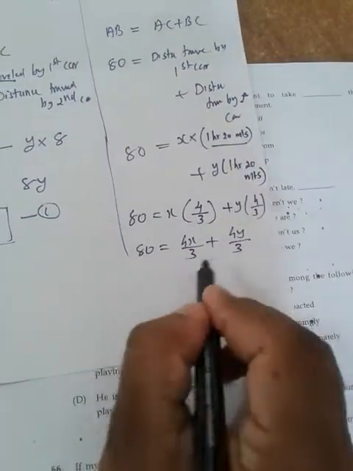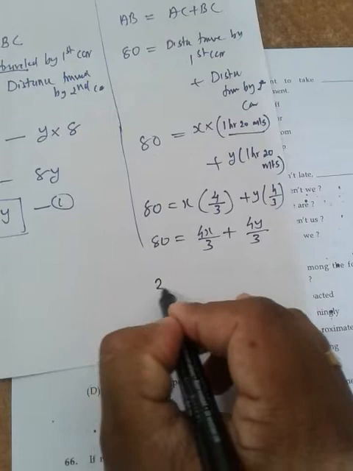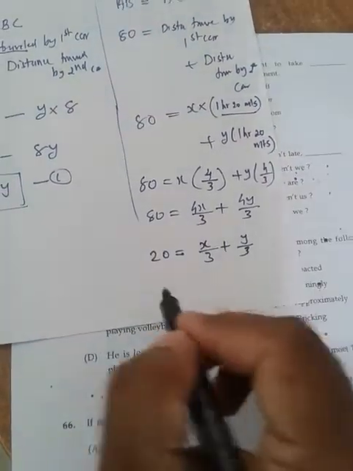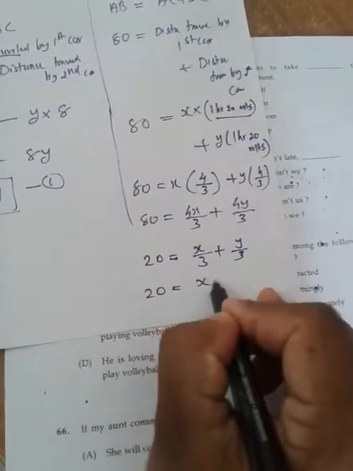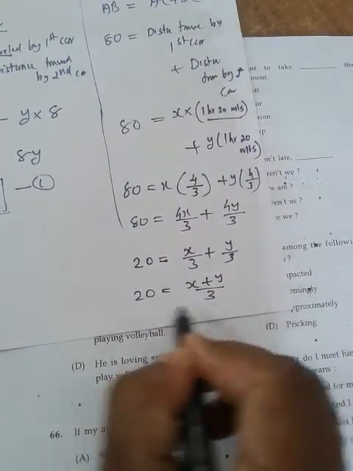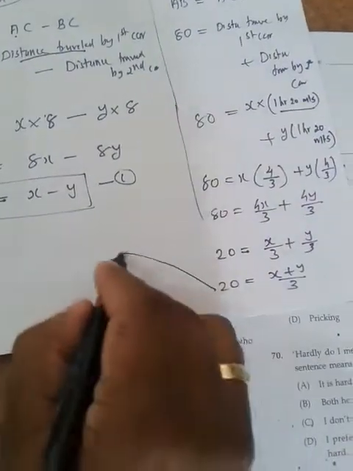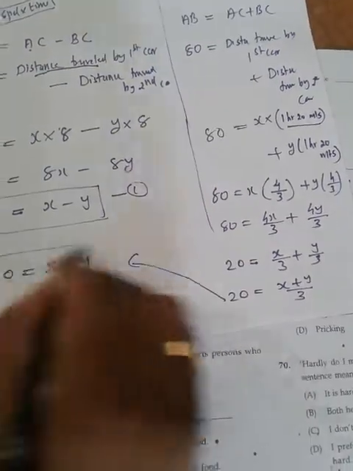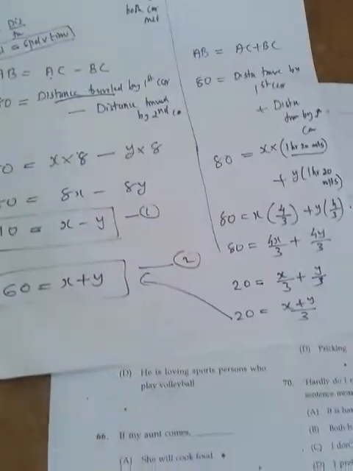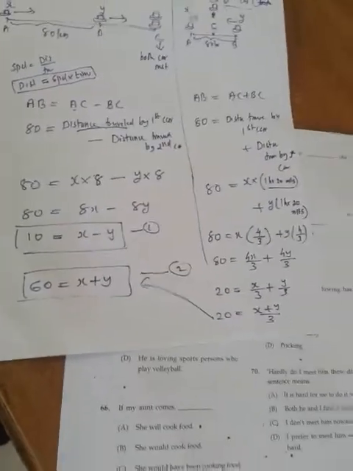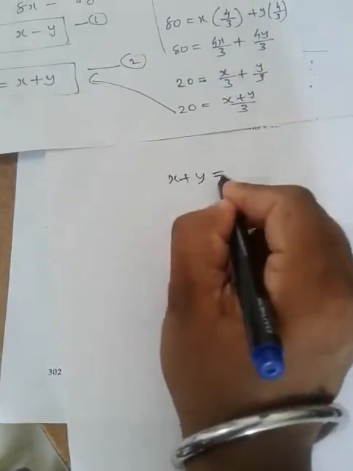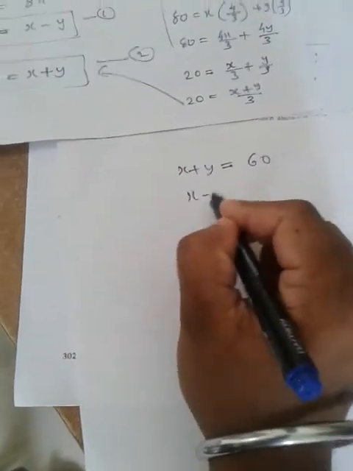So if you cancel throughout by 4, it becomes 20 is equal to x by 3 plus y by 3, and it becomes 20 is equal to (x plus y) by 3. When you take this 3 to the left side, it becomes 60 is equal to x plus y. So we got the second equation, and let us just use the elimination method. So our equations are x plus y is equal to 60 and x minus y is equal to 10.